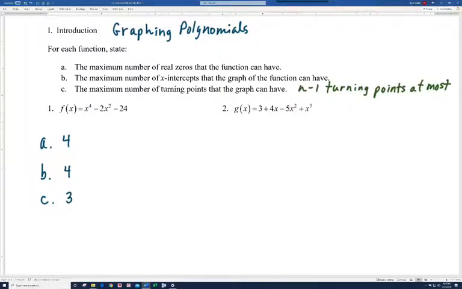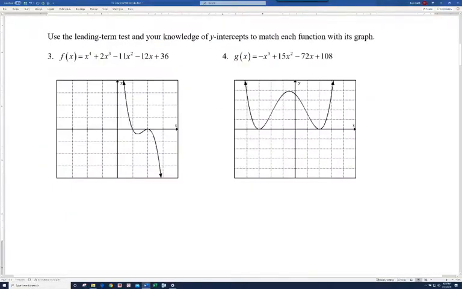All right, so on problem 2 here, you have g of x is equal to 3 plus 4x minus 5x squared plus x cubed. And so here, our degree is 3, so the maximum number of real zeros would be 3. And if they're all real zeros, we could have 3 X-Intercepts, but we have at most 3. And since the number of turning points will be 1 less than our degree, that would be 2. All right, let's move on to the next slide.